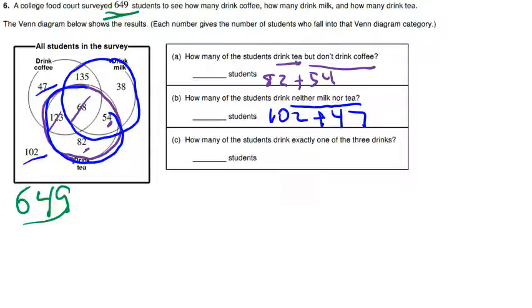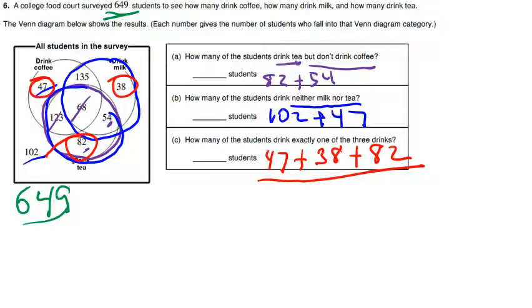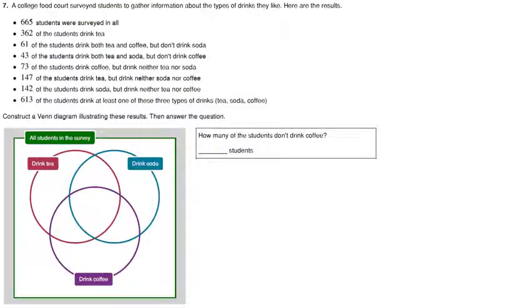Last one. How many students drink exactly one of the 3 drinks? One of the 3 drinks. So we're going to go with red here. Exactly one. These people only drink coffee. These people only drink milk. These people only drink tea. Add those 3 numbers up and you have your answer. Moving on. Okay, once again, pause the video, read it, work it out, play the video.